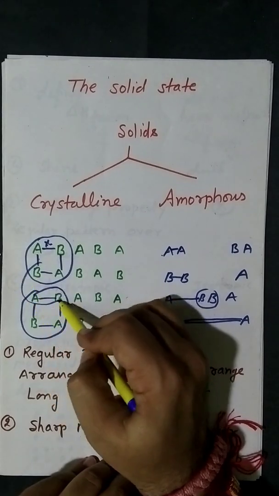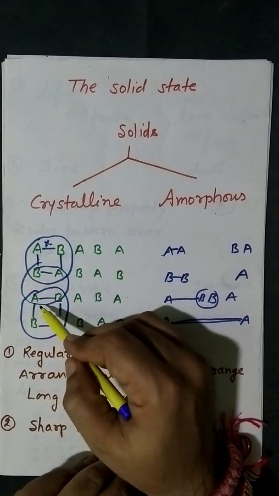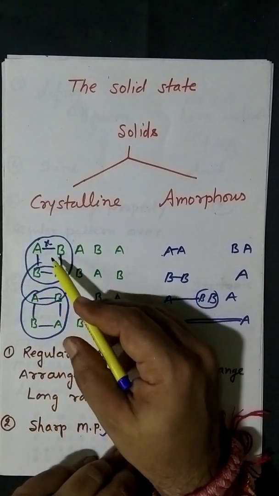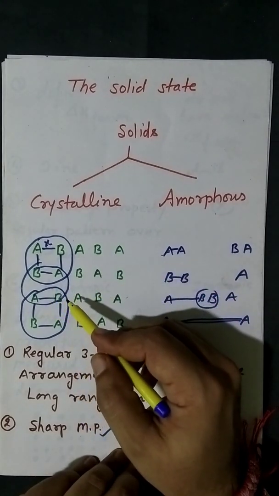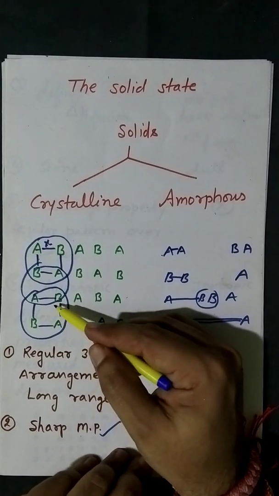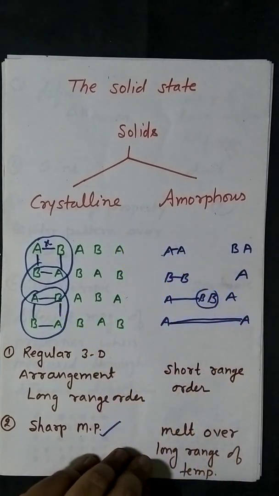If you melt this 1 mole, once again it requires the same 4X amount of energy. So whichever 1 mole is melted here, it requires a definite amount of enthalpy, which is known as enthalpy of fusion. So this is a property of crystalline solids, that they have a constant or definite enthalpy of fusion.